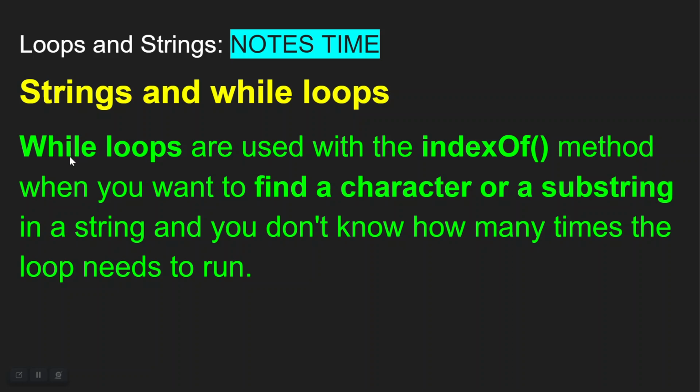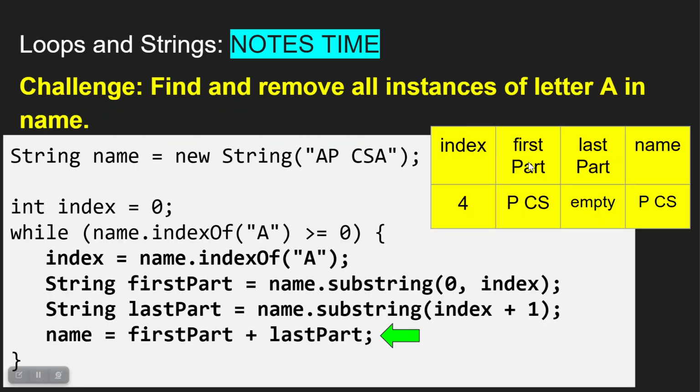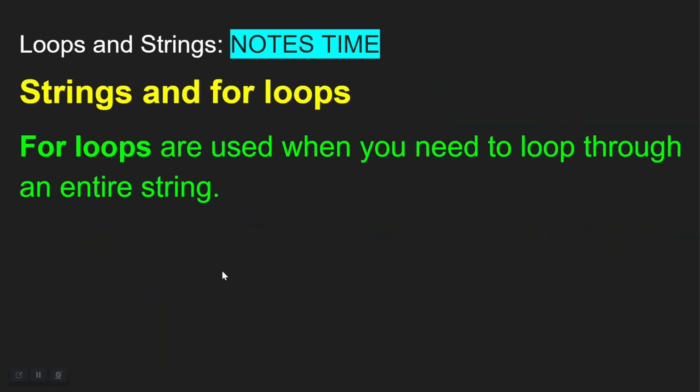So one of the takeaways here is that while loops are used in conjunction with the indexOf method when you want to find a character or a substring in a string, and you don't know how many times the loop needs to run. So if you're looking for a specific character or if you're looking for a substring, again, you're going to use a while loop and combine it with indexOf, and basically just follow the same kind of strategy that we just practiced here.